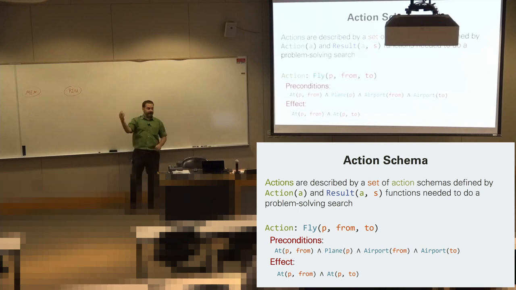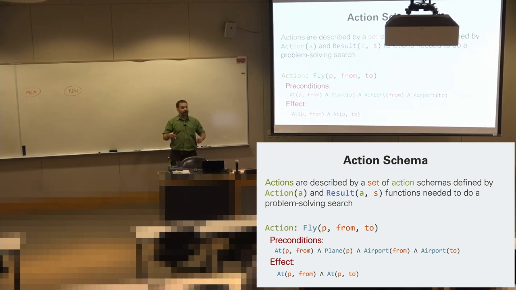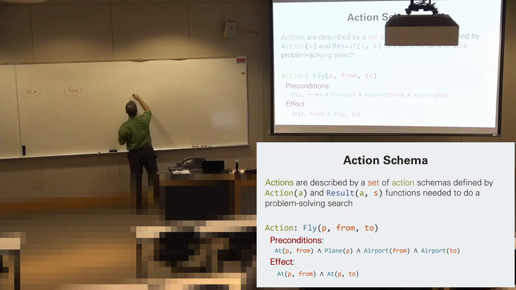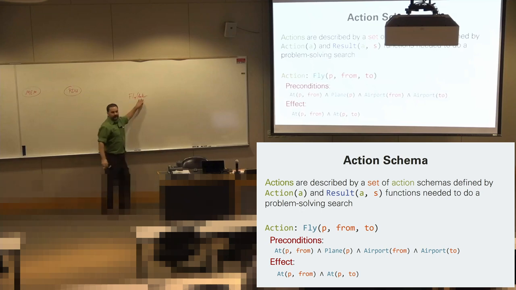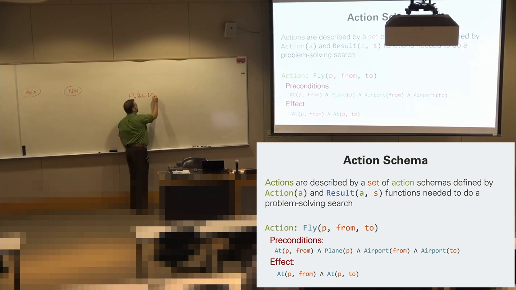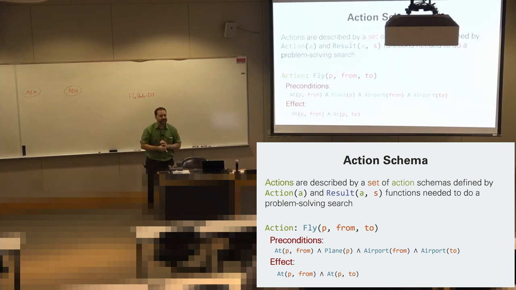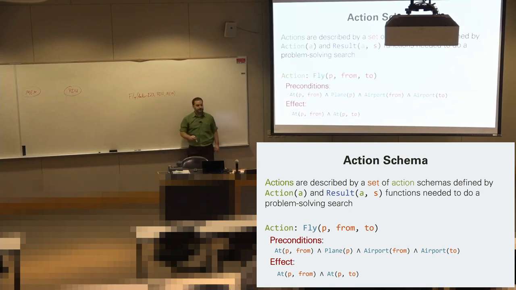Now, if we're thinking about this whole process, we have to start thinking about the knowledge base. One of the things I would need to do if I wanted to fly is there needs to be some plane. Who am I flying? I think I'm flying American Airlines. I don't know the plane number, American Airlines 123. Okay, that's the plane. Now, specifically, I want to fly from the RDU airport to the Memphis airport.